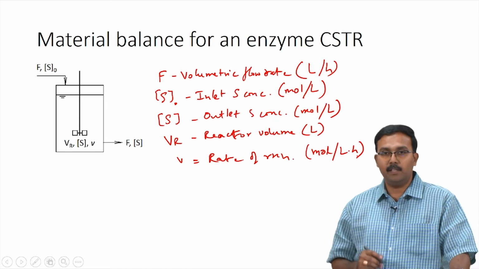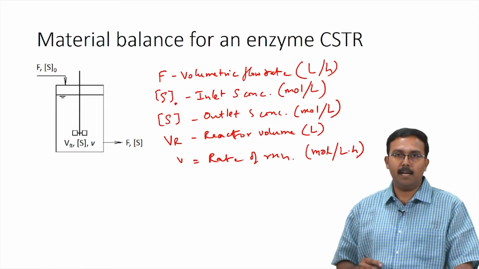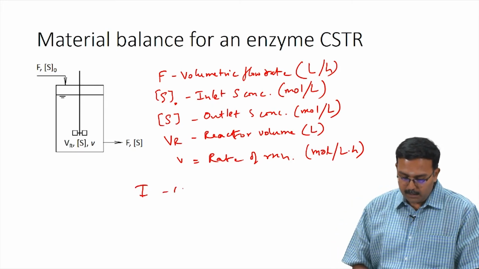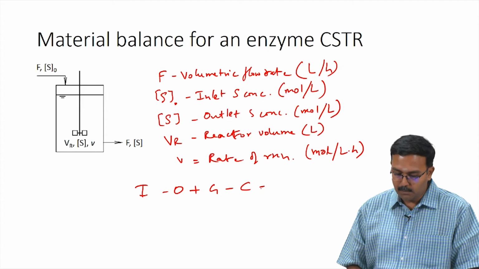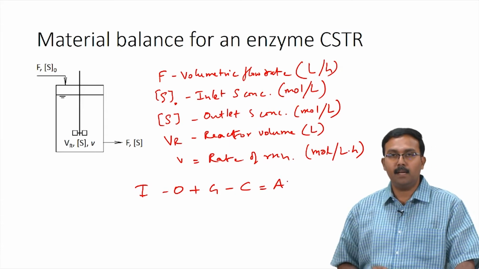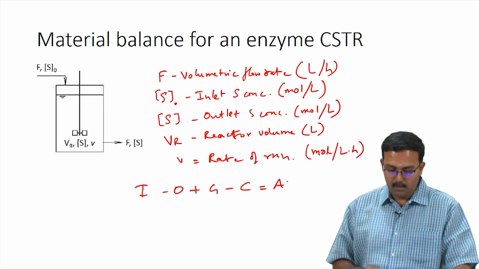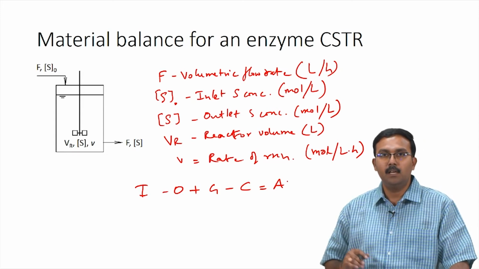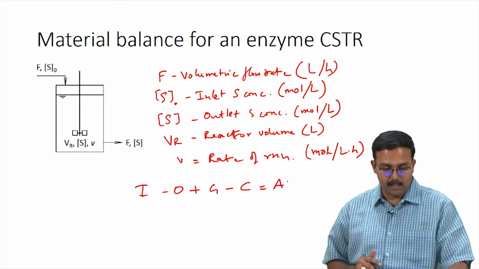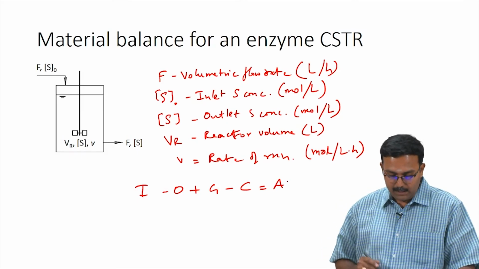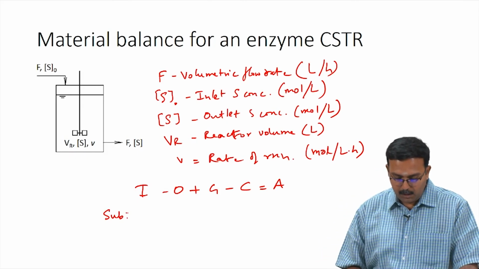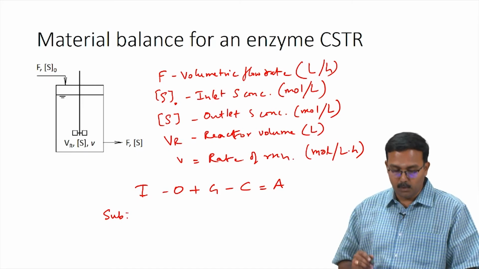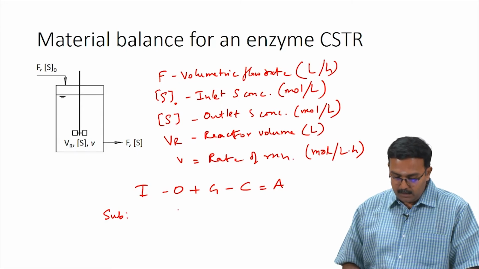Now that we have all these parameters, let us start writing the balance equation for the substrate. We start with input minus output plus generation minus consumption equals accumulation. For the time being, let us not assume steady state. We will write all the equations and then cancel out terms which can be removed at steady state conditions. So, we are writing the substrate balance. Substrate is a reactant, which means there is no generation term, you only have a consumption term. So, you can remove the generation term.